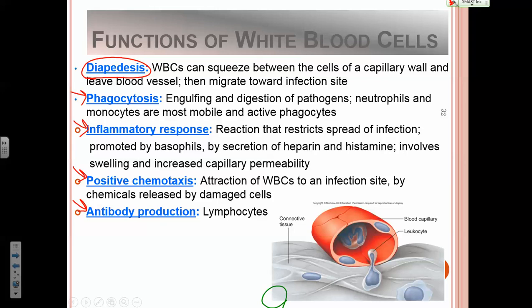Yes, I said a macrophage is a monocyte that went through diapedesis to get out into the tissues. Yeah, but your neutrophils can do that too.